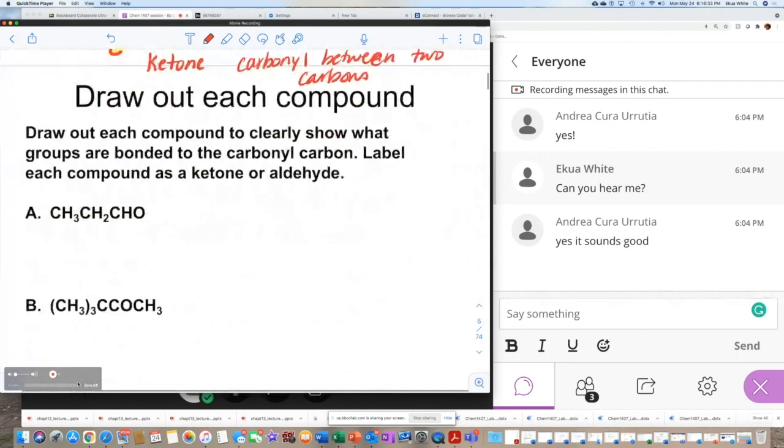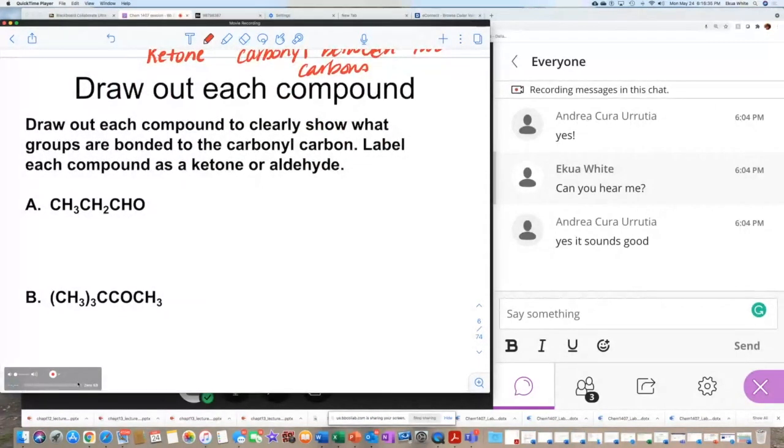Okay, so here I reduced the number of questions so we can go through the slides a little faster. Draw out each compound clearly to show what groups are bonded to the carbonyl carbon. Okay, so we know for sure once we go to the question, we're dealing with a carbonyl carbon situation, right? Label each compound as either ketone or aldehyde. Okay, for the first one here, let's see, I got a carbon, and a carbon. So these most likely will be my middle carbons, right? My central carbons.